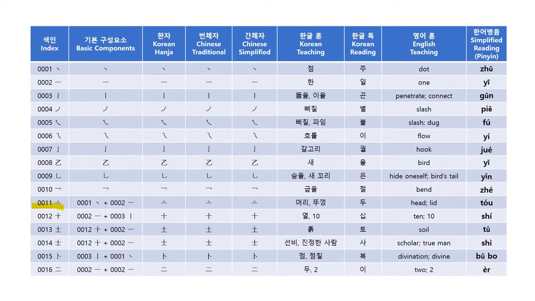In Korean language, 머리두, 뚜껑두. 머리 means head, 뚜껑 means lid. The pronunciation in Korean language is 두. But in Chinese, 头, quite similar, isn't it?